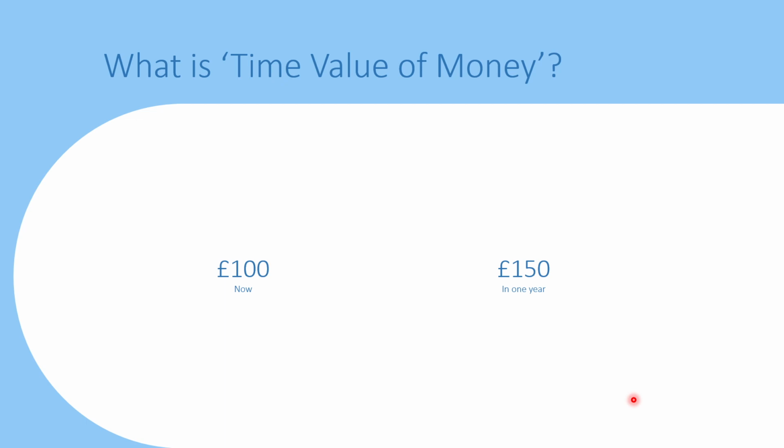Now, initially, you might think, well, the choice is quite obvious. The 150 is clearly better than the 100, so you should be opting for the 150. But this is ignoring a crucial bit of information that's given in the problem, and that's the 1 year gap between these two streams of money, essentially.